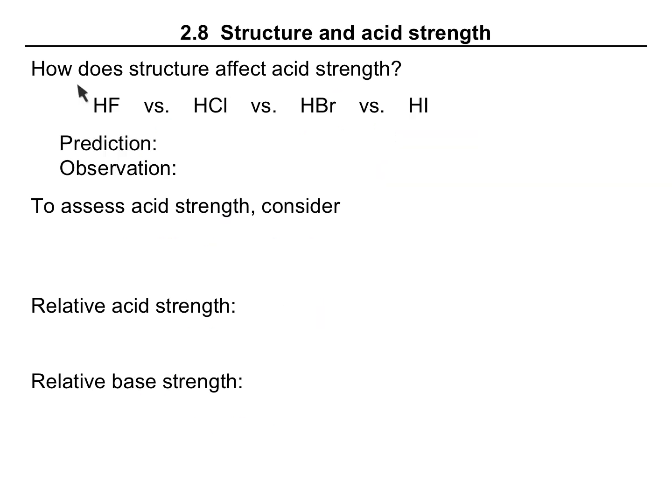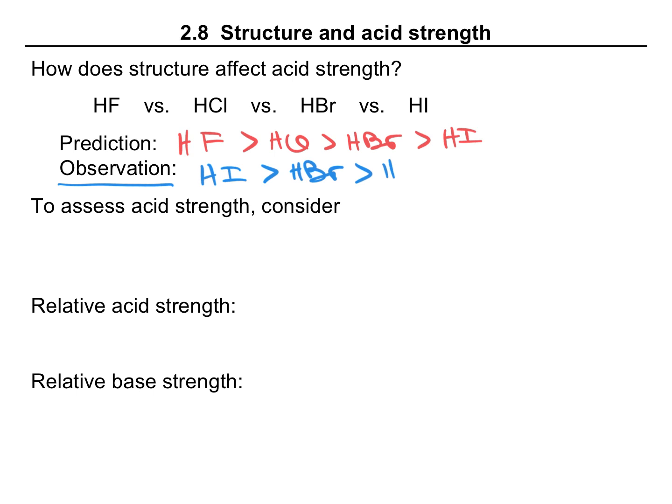Let's look at another example of how structure affects acid strength, and in this case, we're comparing the halogens, so HF versus HCl versus HBr versus HI. Well, maybe this one also goes according to electronegativity. So I think HF is going to be the strongest, followed by HCl, followed by HBr, followed by HI, because fluorine is the most electronegative, followed by chlorine, followed by bromine, followed by iodine. But what's observed is the exact opposite. HI is the strongest acid, followed by HBr, followed by HCl, followed by HF.